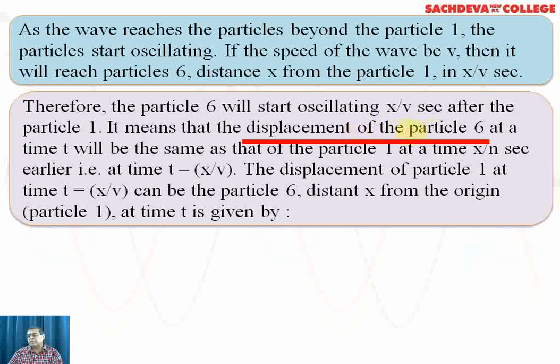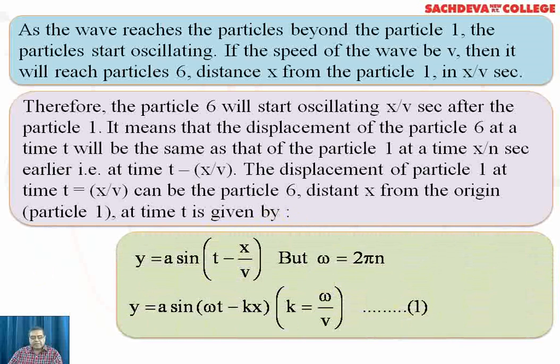It means that the displacement of particle 6 at time t will be the same as that of particle 1 at x over v seconds earlier. So the displacement of particle 6, at distance x from the origin, at time t is equal to the displacement of particle 1 at time t minus x over v. Now the main equation is y is equal to a sine omega t plus phi, but phi can be replaced by 2 pi x over lambda, and lambda will be replaced by vt. Then we put this in the general equation and we come to the conclusion that y is equal to a sine omega into t minus x over v, where omega is 2 pi n.